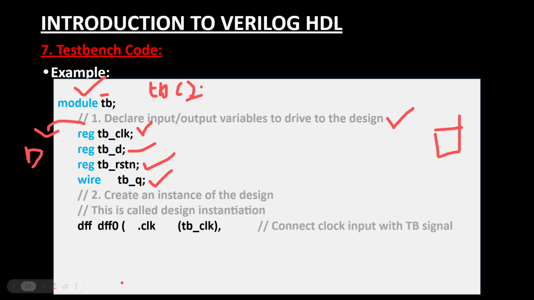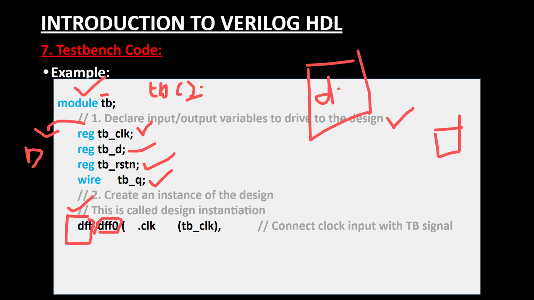So what is the module name of the design code that we have written? DFF, right? So we first should write DFF, because it's the module name which we have designed. Next, DFF0. What is this? It is the name of the D flip flop instance. It is optional. I am just saying it is the instance name, and we are going to give it like this.